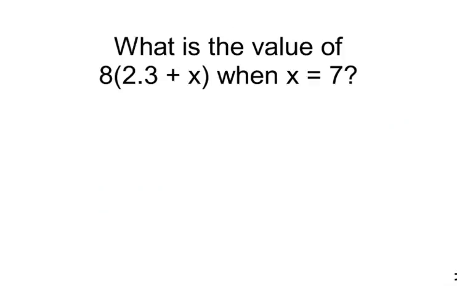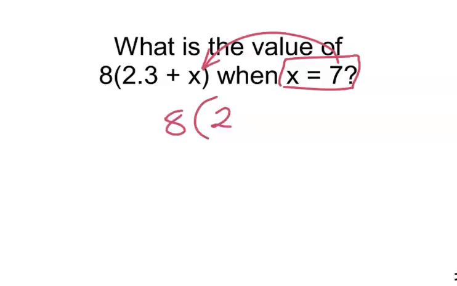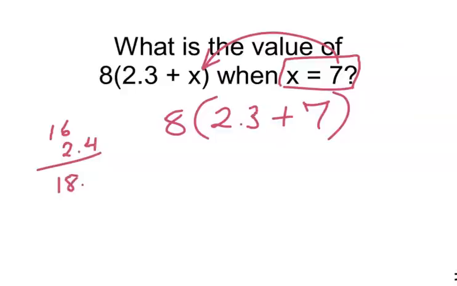What is the value of 8, and then in parentheses 2.3 plus x when x equals 7? All right, well, all we're going to do is plug in 7 for x. So let's just do it. We have 8, and then in parentheses 2.3 plus 7. All right, well, there's a couple different ways we can do this. I think I can do it in my head a lot easier if I just use distributive property. Okay, so 8 times 2 is 16, and 8 times 0.3, or 8 times 3 is 24, which would actually be 2.4. Okay, so if I added those together, that's 18.4.